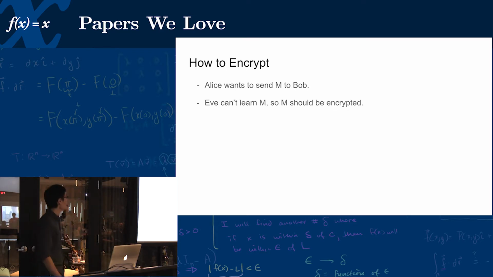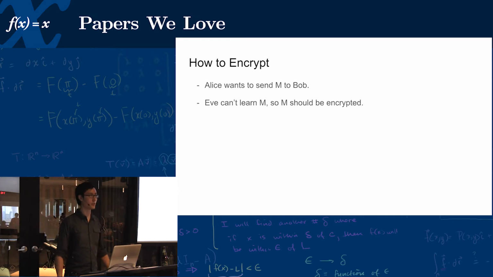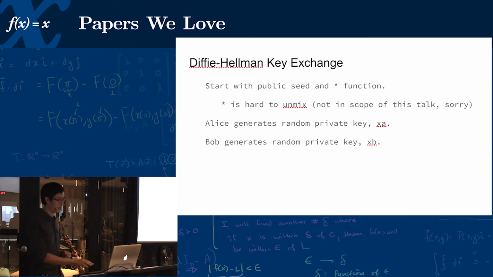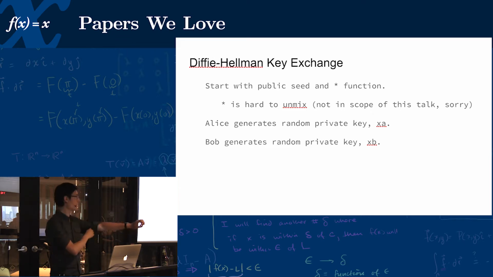Okay, so Alice wants to talk to Bob. Eve is listening. Alice doesn't want Eve to know what she's saying, so we have to encrypt M, the thing that Alice is sending to Bob. So how do we do this? For encryption, you have to have some sort of a secret key that you're running the encryption on. So OTR starts off with this thing called Diffie-Hellman key exchange.